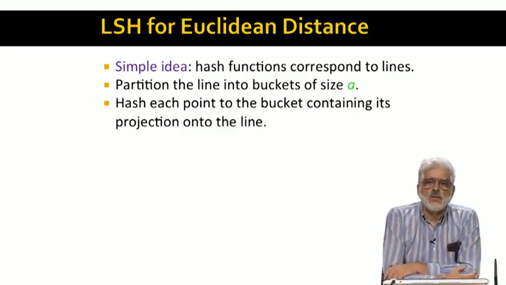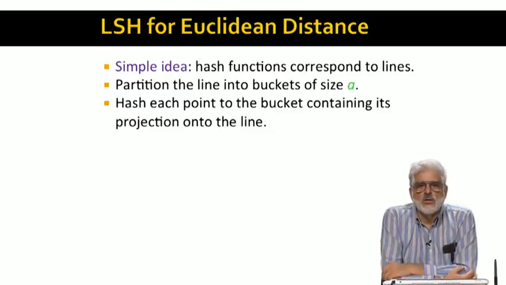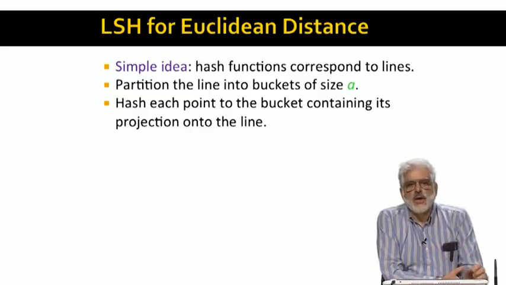Each point x in the d-dimensional Euclidean space is hashed by projecting it onto the line for this hash function. That is, find the hyperplane perpendicular to the line that goes through the point x and see where on the line the hyperplane intersects the line. That is the projection of the point x onto the line.